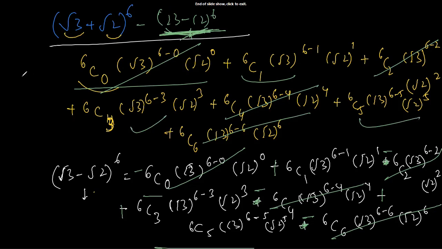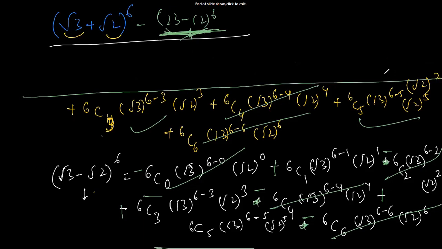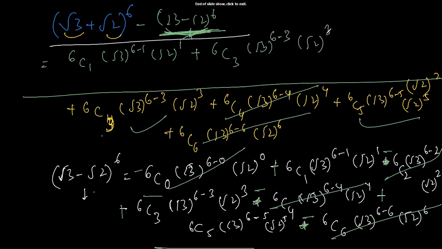So let me write down now. I'm just rubbing it here only because I know what is left. So I'm just drawing a line. What is left is now 6C1, root 3 raised to the power 6 minus 1 and root 2 raised to the power 1. And the third term, when R is equal to 3. And when R is equal to 5, that is left.